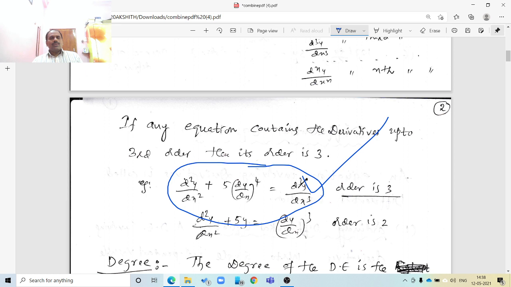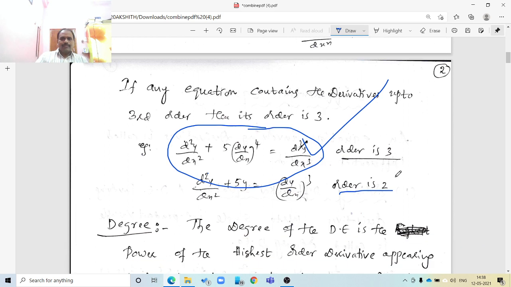Next, take one more example: d²y/dx² + 5y = (dy/dx)³. This is second order, and this is first order. Among them, second order is the highest. So obviously, the order of the differential equation is 2. The order of the differential equation is the order of the highest order derivative in the given differential equation. So I think it will be clear.